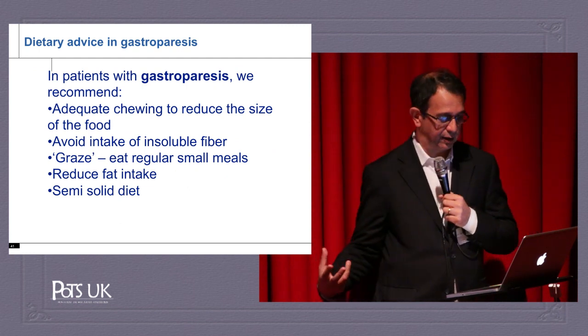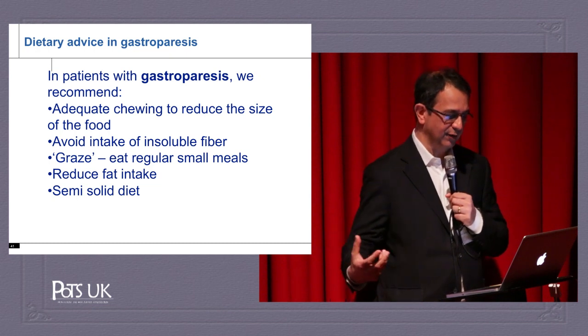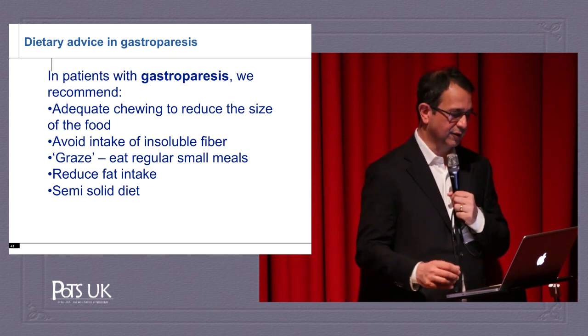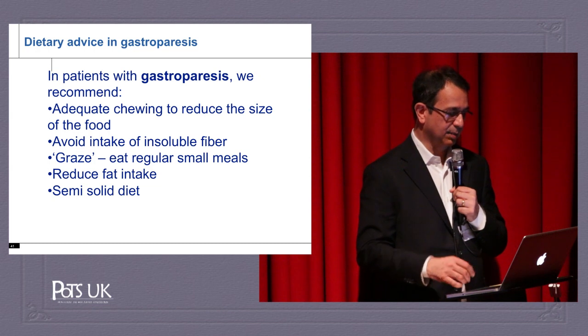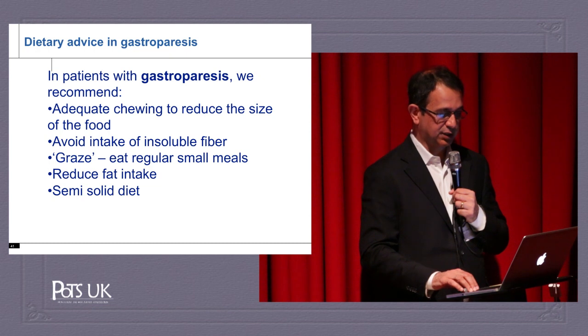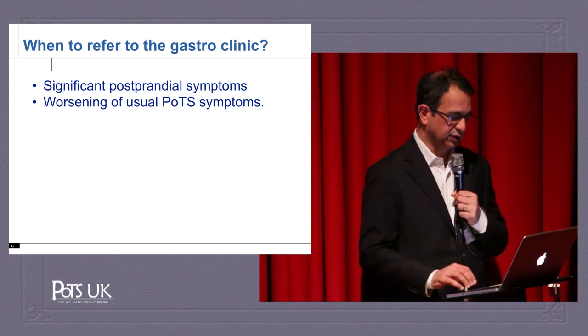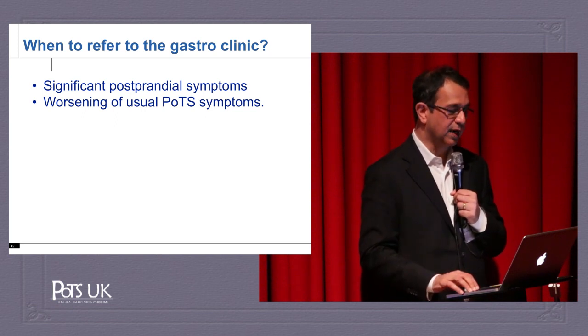Gastroparesis can occur in hypermobile EDS patients that will produce a slightly different pattern of symptoms, and dietary advice related to that, again, is about adequate chewing, avoid insoluble fiber, again, small frequent meals. And here you would say reduce fat intake because fat slows the stomach down, and perhaps have a more semi-solid diet.